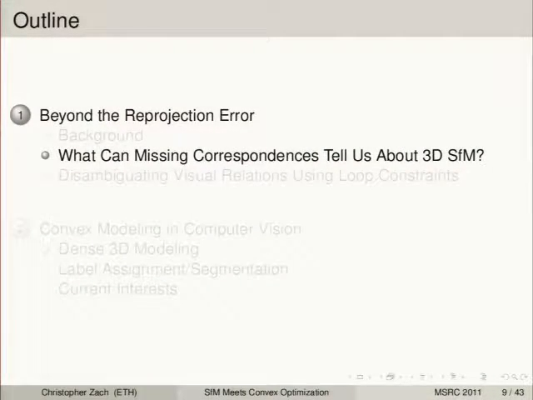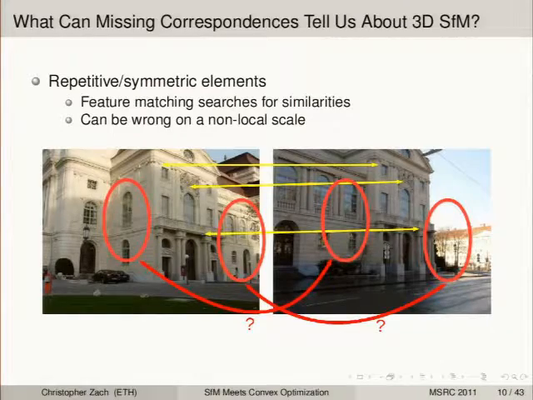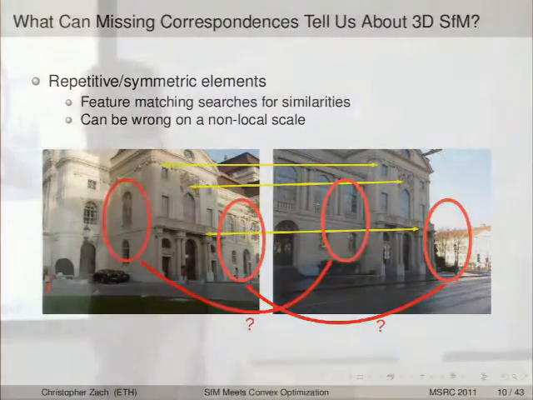We looked at 2 possibilities, and the first one is dealing with so-called missing correspondences. The idea here is, when we look at this pair of images, which is the Opera House in Graz, and those are images of the opposite facades, they have something in common. This part here is very symmetric to this part. So a feature detector and the matching procedure will tell you, okay, this feature here corresponds to that one here, and so on.